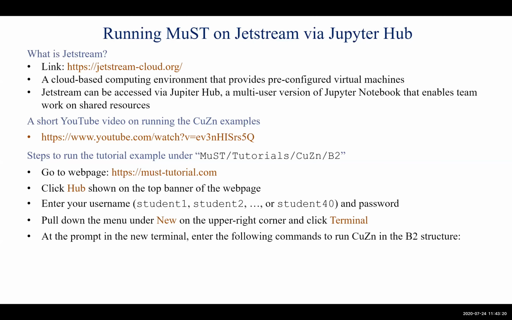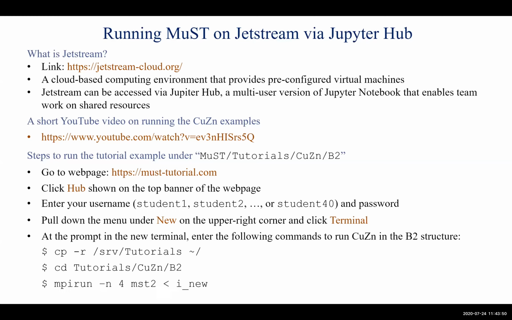Okay, so you can enter the following command to copy this tutorial over. The MuST code has been installed for you, and all you have to do is copy that tutorial into your own home directory. Then you can go to that tutorials CuZn/B2. This is where the example for running the B2 structure is, which is the CuZn structure for you. The input data is already set up for you. Then you run.